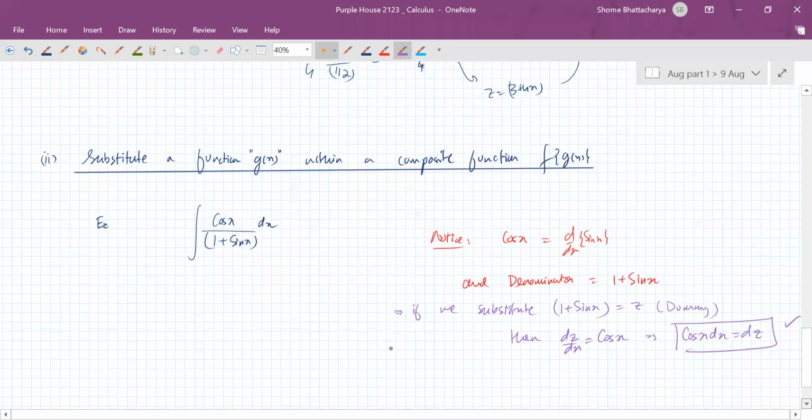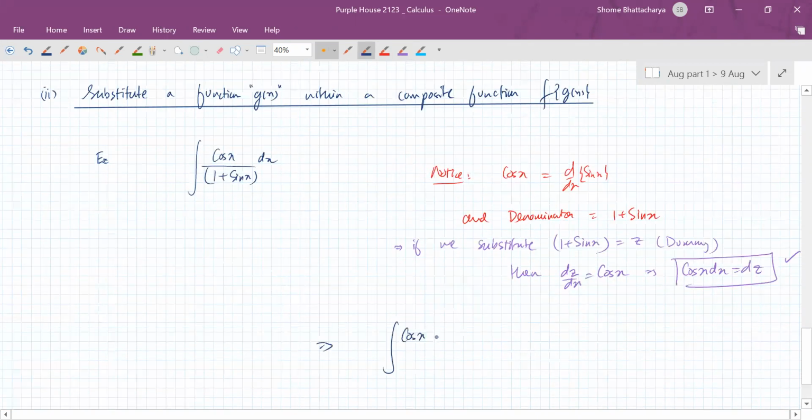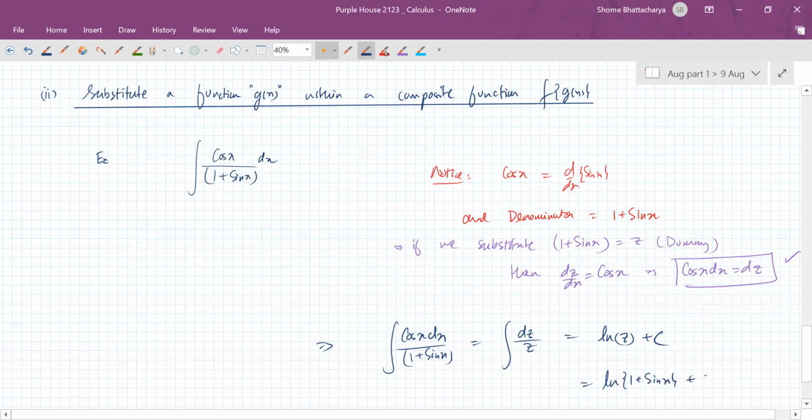So when we substitute in this integral, cos x dx, which is my numerator, will get substituted simply as dz. And the whole denominator, which is 1 plus sin x, is nothing but just z. So it has become a very easy thing. dz by z's integration is ln z plus c. And then I just need to resubstitute. So that is ln of 1 plus sin x plus c. So that has become the integration. Understood? This is the resubstitution step.